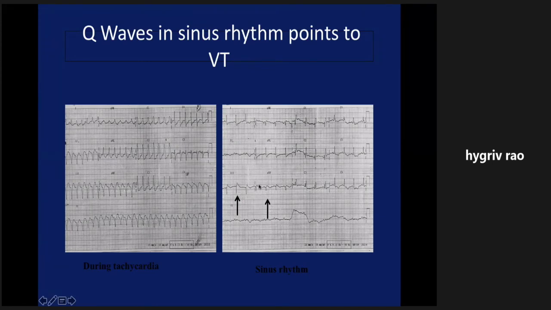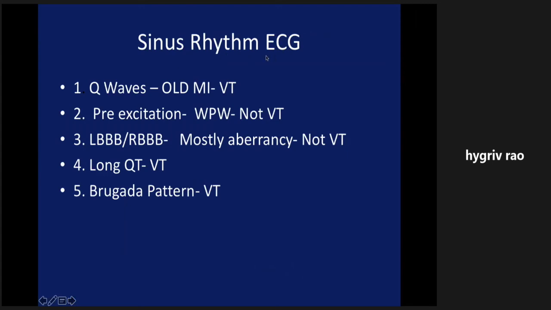Whenever you see abnormal Q waves in a patient who had a wide QRS tachycardia, it means the patient had a myocardial infarction in the past. Again, it's diagnostic of VT. There's no other diagnosis. Old myocardial infarction, either by history or by RWMA or by ECG, is diagnostic of VT. So the sinus rhythm ECG is very important in wide QRS tachycardia. If you have Q waves, it's old MI, it's VT.